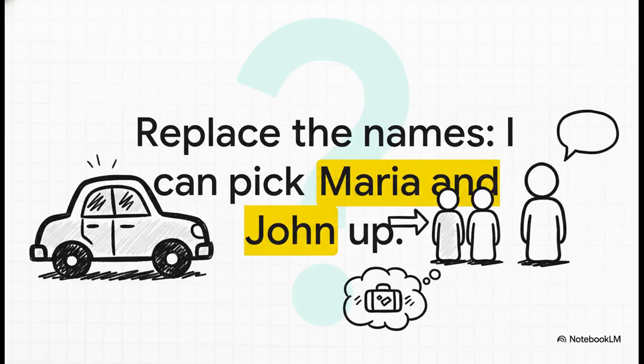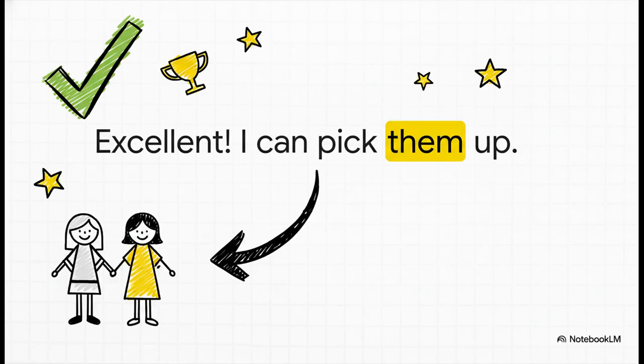Okay, final challenge. This time, you need to replace the names. How can you say, I can pick Maria and John up with just one pronoun? Exactly. I can pick them up. You just swap out Maria and John for them, and the sentence sounds so much smoother. Fantastic job on that one.